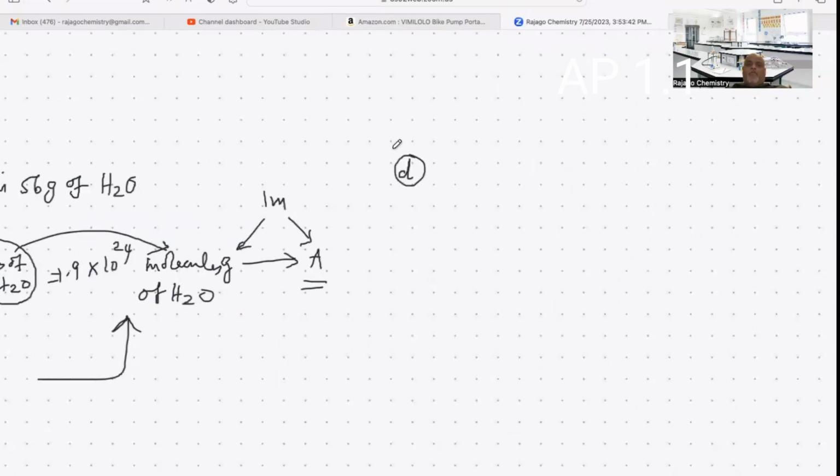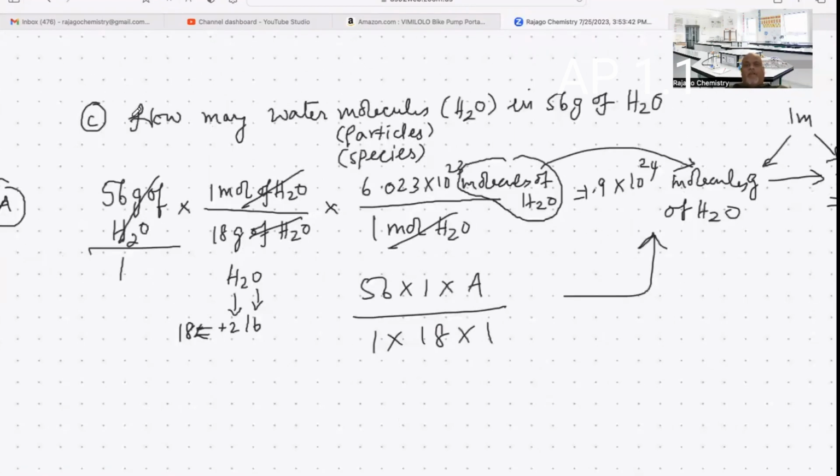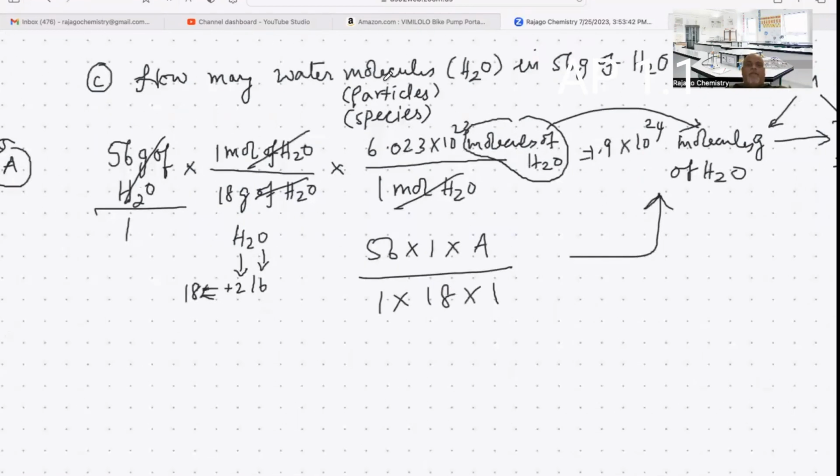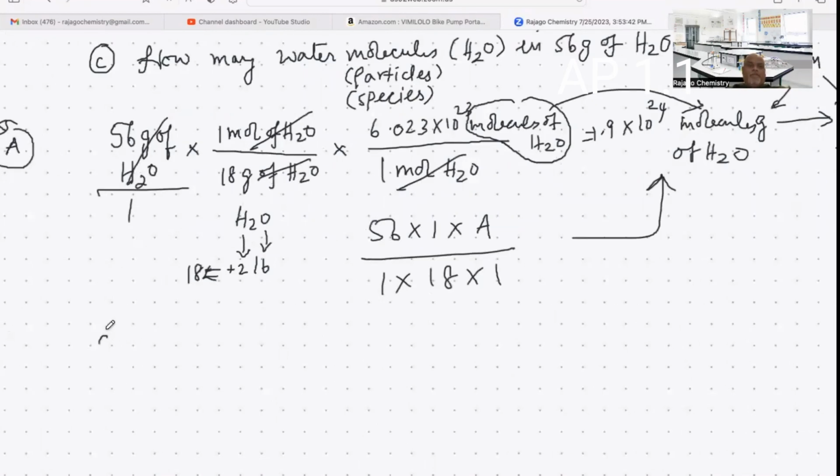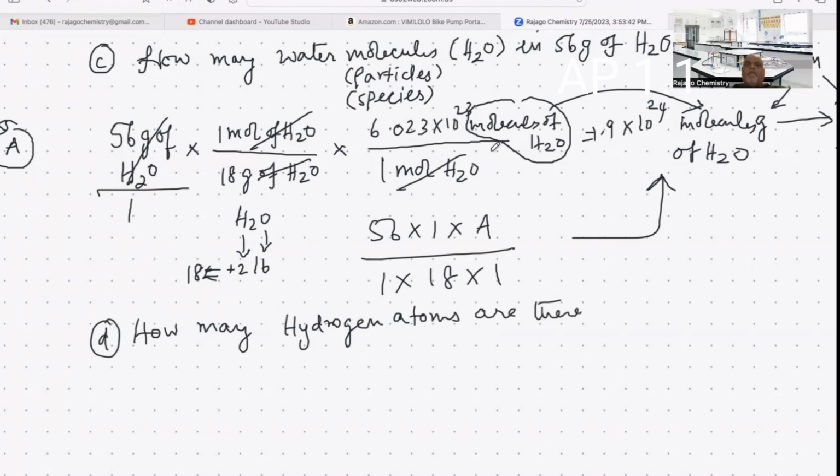if the question is asking you a little further, the same question is modified as: instead of how many water molecules, the question is asking how many hydrogen atoms are there. Here we know that in a water molecule, there are 2 hydrogen atoms instead of 1, right? Okay, so that is very important. How many hydrogens are there in the same 56 grams of water?